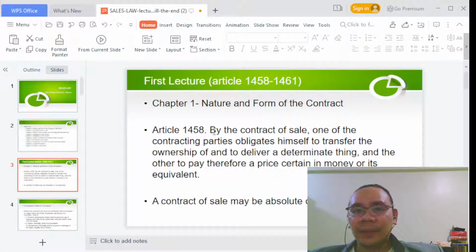Alright? So in order for us to better understand it, we have to read it by segments. By the contract of sale, one of the contracting parties obligates himself to transfer the ownership of and to deliver a determinate thing. If you're talking about the contract of sale, there are two parties here, the buyer and the seller. In this case, one of the contracting parties obligates himself to transfer the ownership and deliver the determinate thing. So this person is the seller, because he's the one who will deliver the thing. He's the one selling the thing.